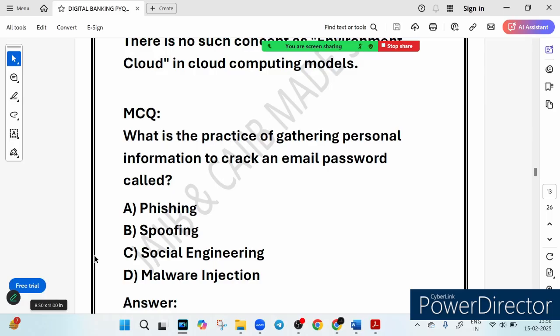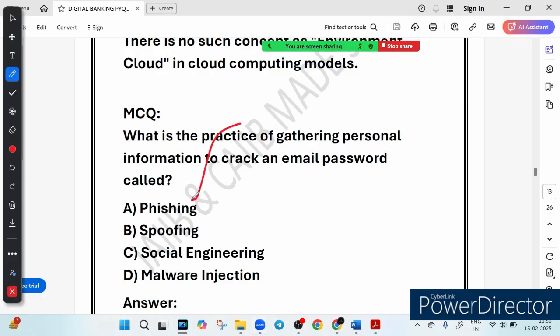Option A, phishing. Phishing is a fraudulent technique where cyber criminals send fake emails, fake messages or websites to trick users into entering their personal details. So you receive an email saying your bank account has been locked, click here to reset your password. The link takes you to a fake website that looks exactly like your bank website. If you enter your details, hackers steal your credentials. So phishing is different from gathering personal information to guess a password. So option A is incorrect.